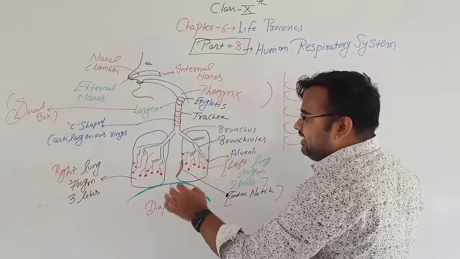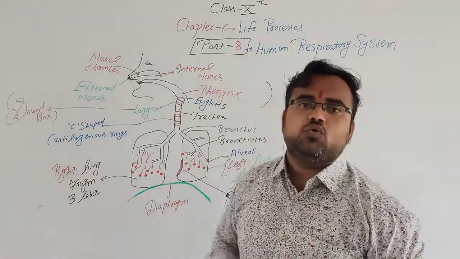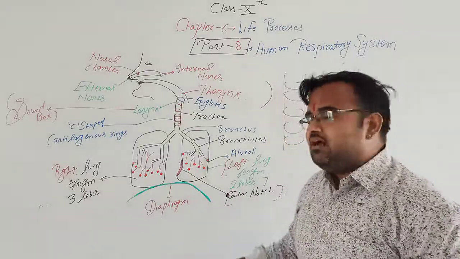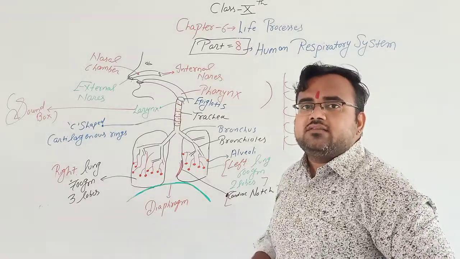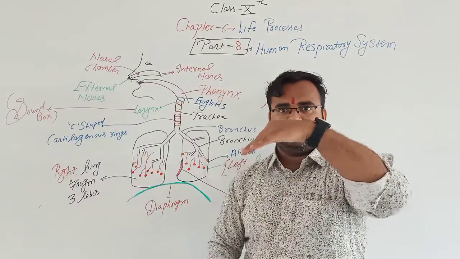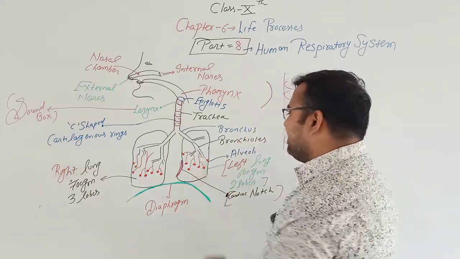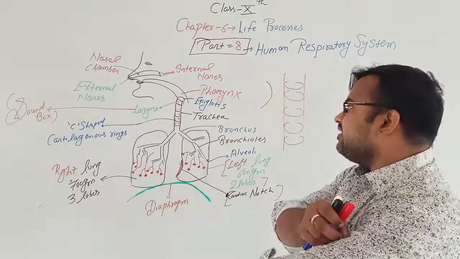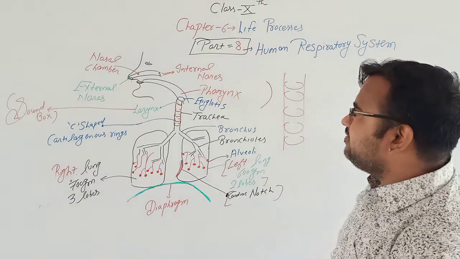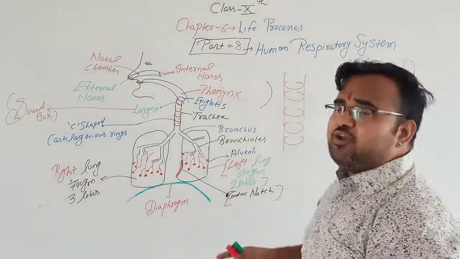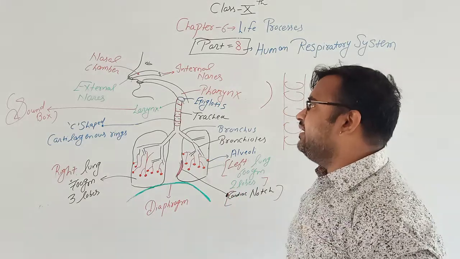And finally you can observe a dome-shaped structure, which is known as the diaphragm. The dome-shaped structure is below the lungs. This is the basic structure of the human respiratory system. Now we will discuss each and every part in detail.